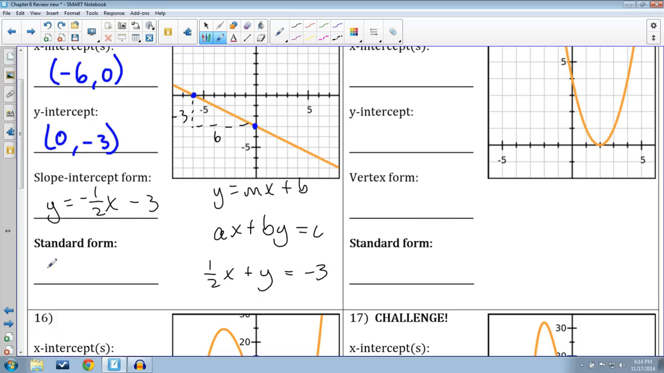2 times this is x. 2 times y is 2y. And 2 times negative 3 is negative 6. There's your standard form. You could write a 1 if you want, 1x plus 2y. Doesn't matter.